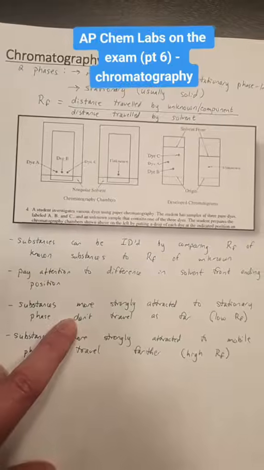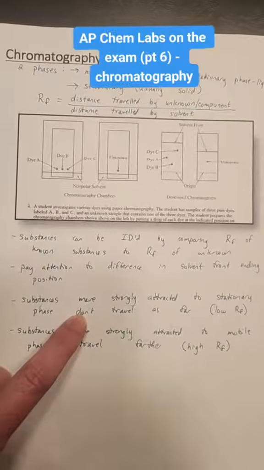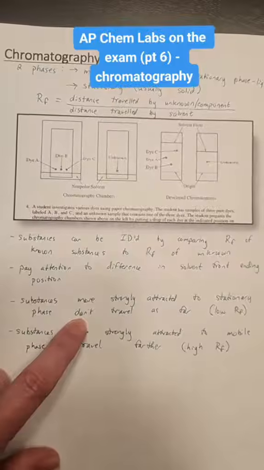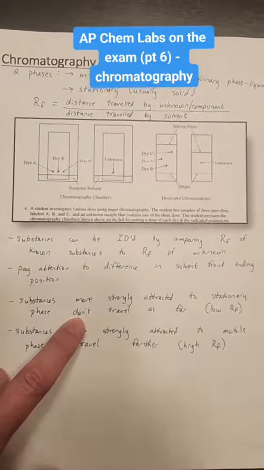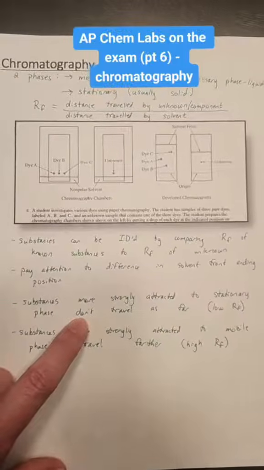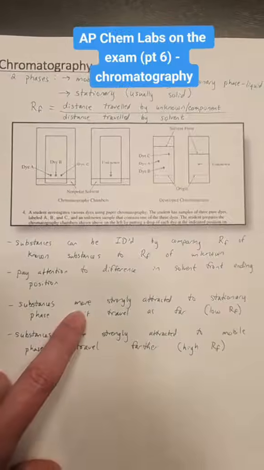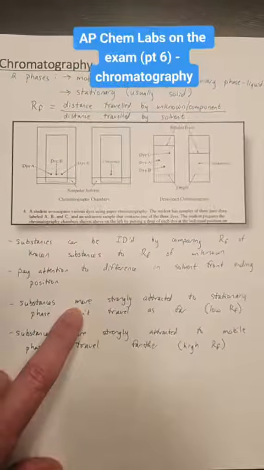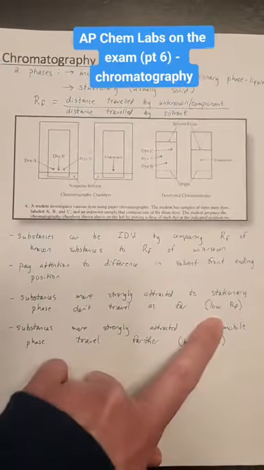And then substances move based on size to some extent, but more often in AP, we see them talk about it based on polarity. Size is actually a thing you can do with chromatography. It's just not one that we see discussed very often in AP. So substances that are more strongly attracted to the stationary phase don't travel as far. So they have a low RF.